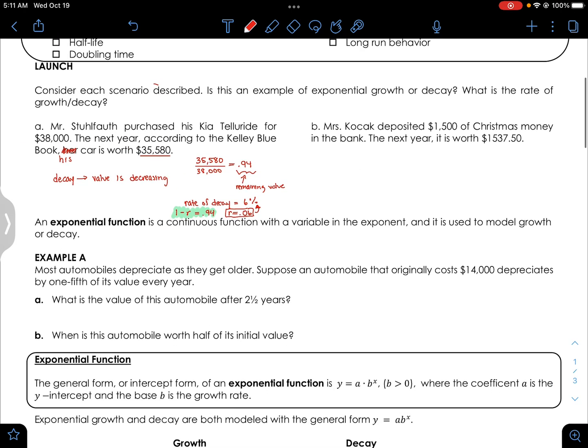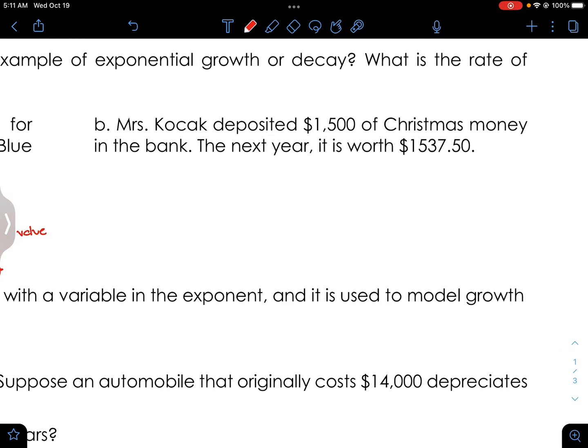In the second example, Ms. Kosak deposited $1,500 of Christmas money in the bank. The next year, it is worth $1,537.50. So this would be an example of exponential growth because the new amount has increased from the previous amount, or from the initial amount.